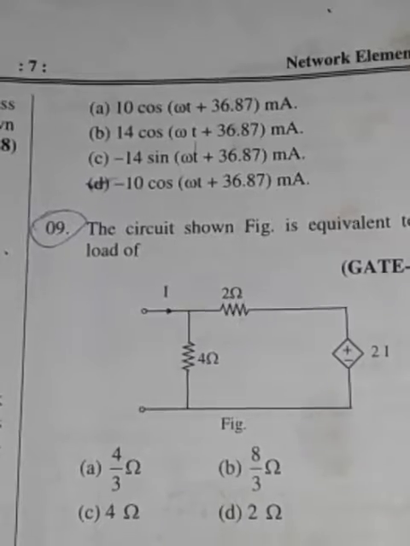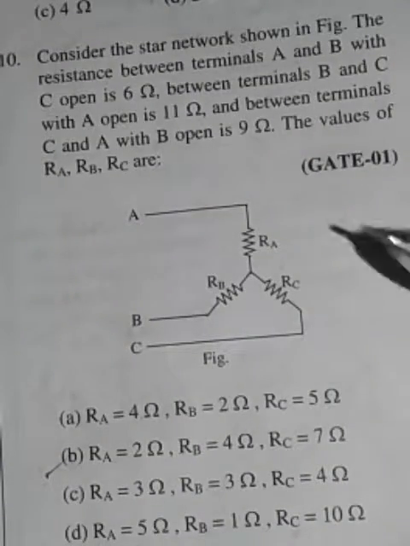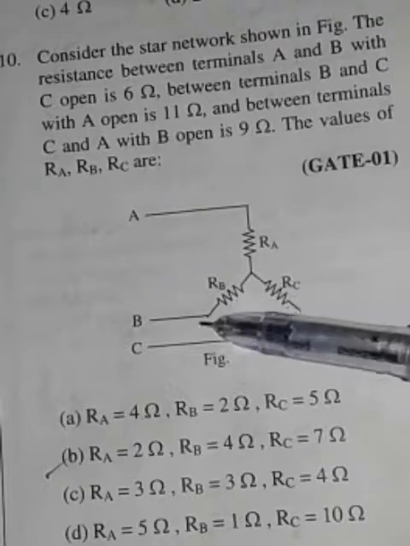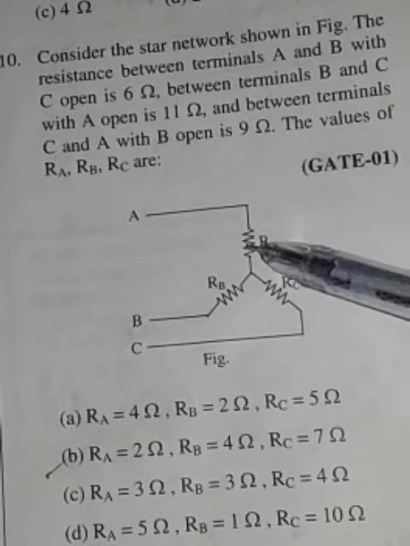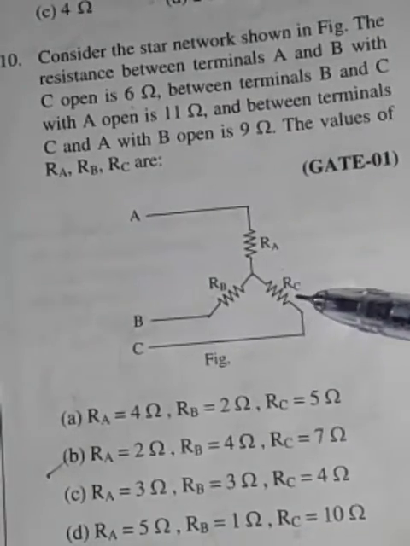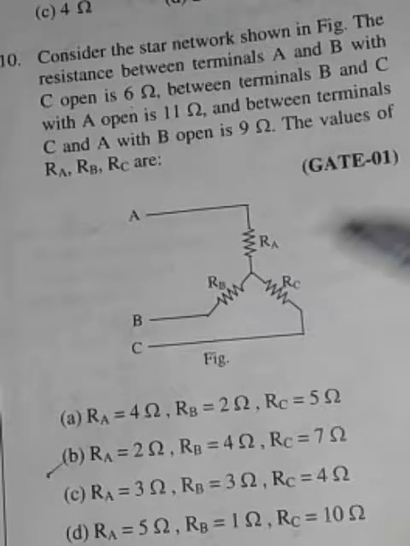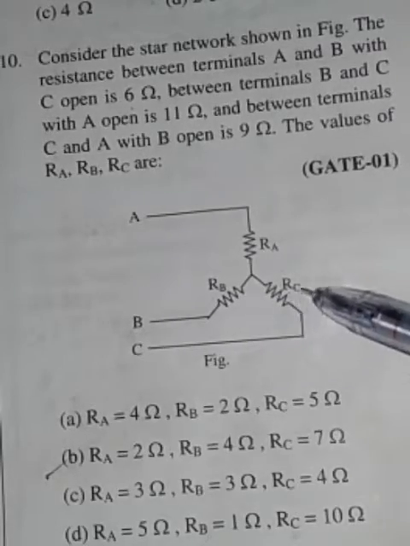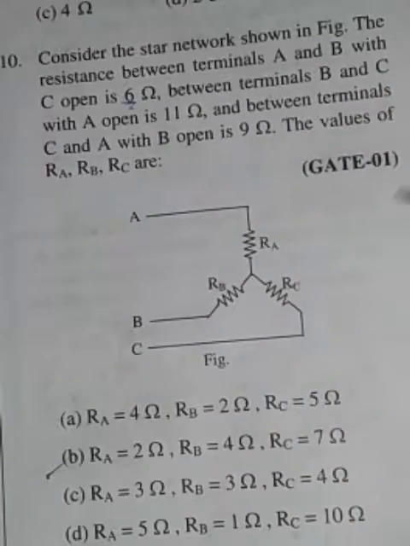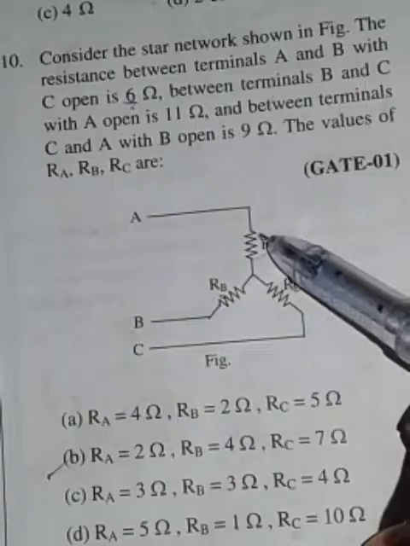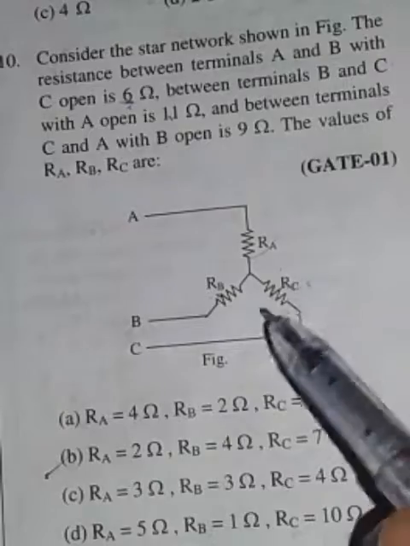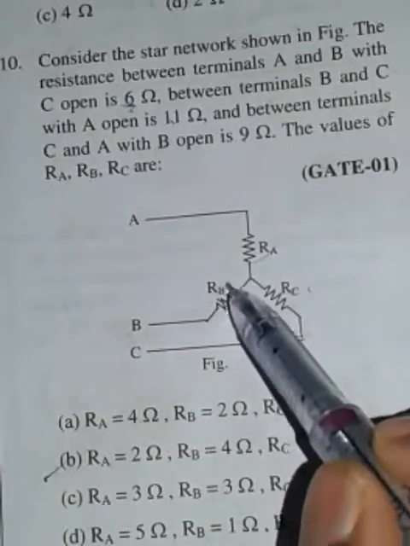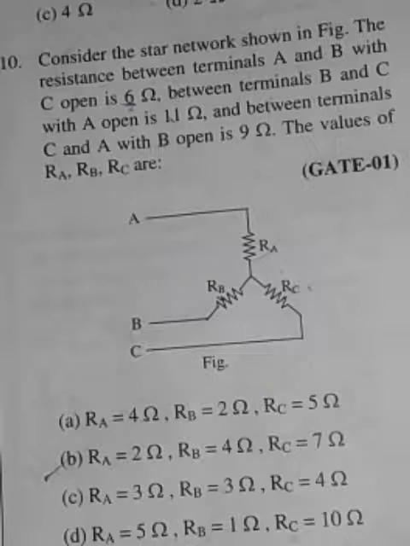Come to question number 32. This is the star connection. The 3 terminals are A, B, C. In this question they are telling that the sum of A and B is 6 when C is open. Open means it is out of the circuit. So the sum of A and B when C is open is 6, as given in the question. And the sum of B and C when A is open, its value being neglected, so B plus C is equal to 11. The sum of A and C is 9 when B is open. So when one is open, the sum of the other two remaining is given, that is 6, 11 and 9.